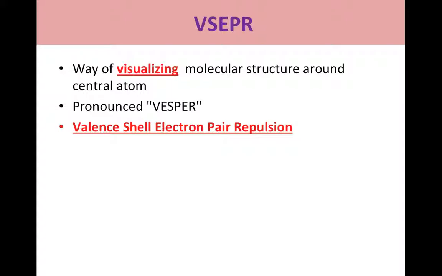VSEPR is pronounced "vesper" with an E between the V and the S. However, there is no actual E there. And it stands for valence shell electron pair repulsion. A really fancy way of saying, yes, electrons do not like each other. They do not want to be close to each other. They repel, a pair of electrons will repel another pair of electrons in a bond. So they want to be as far away as possible, the lowest energy that they can be in. So the closer the bonds are to each other, the more you see that increase in energy.